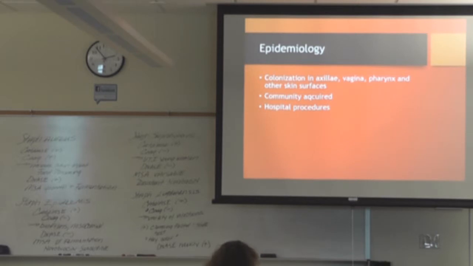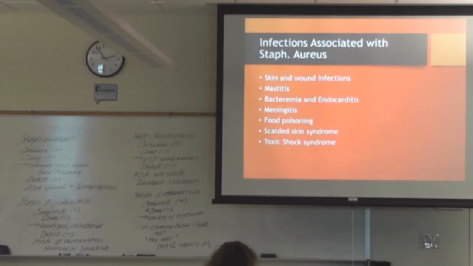Epidemiology, there's where you have the colonization. So it's basically everywhere, if you think about it, skin-wise. Community acquired, you guys have heard this, Staph, MRSA, and hospital procedures run the risk of Staph aureus infections. Okay, and here are actual infections associated with Staph aureus. I already went through some of these, but look, you even have meningitis as one of them as well. So it can do a lot of damage, for sure.